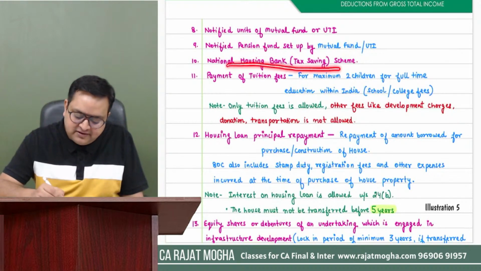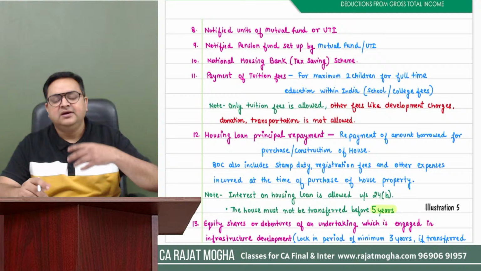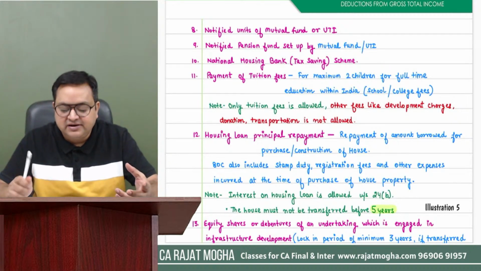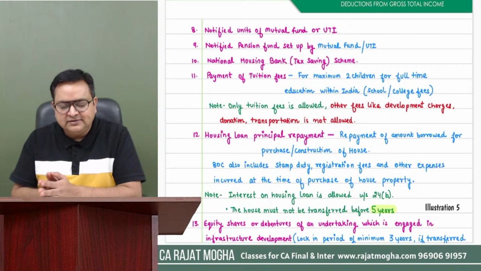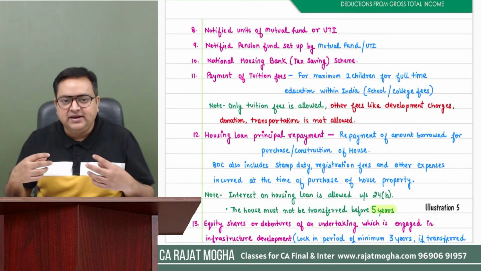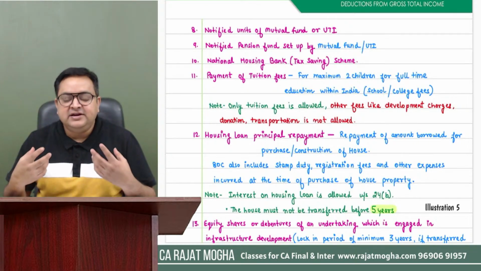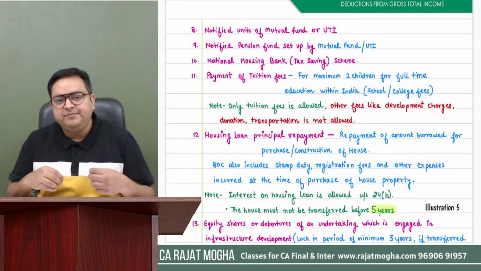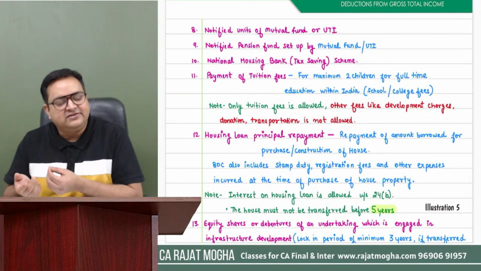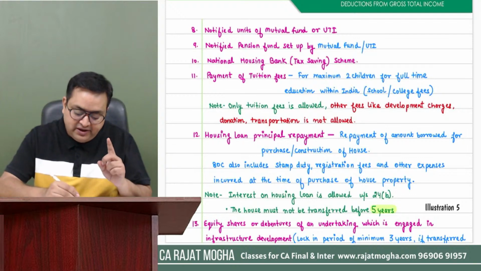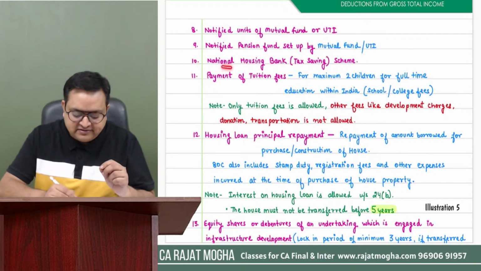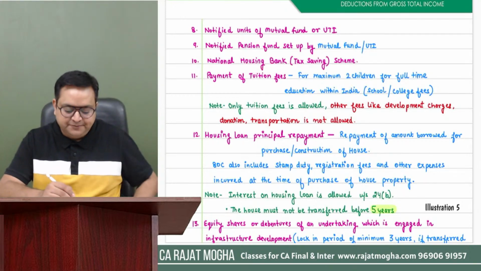National Housing Bank tax saving scheme. The National Housing Bank is related to giving finance to home buyers, and the housing bank also needs money. So they issue their long-term securities, and if we purchase their long-term securities under the National Housing Bank scheme, then 80C is available. Please remember this only for examination purposes: National Housing Bank, NHB.